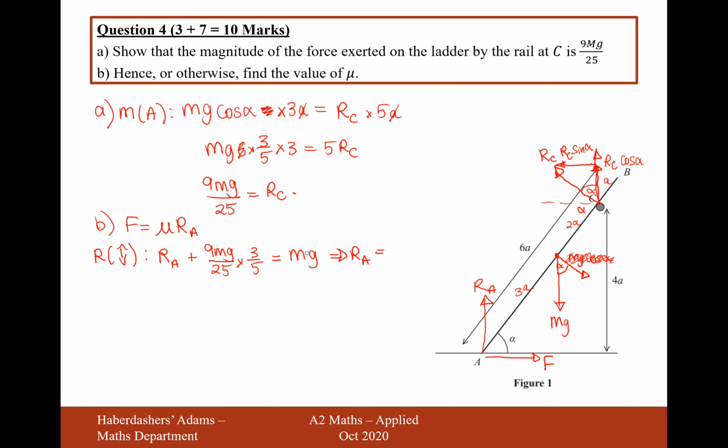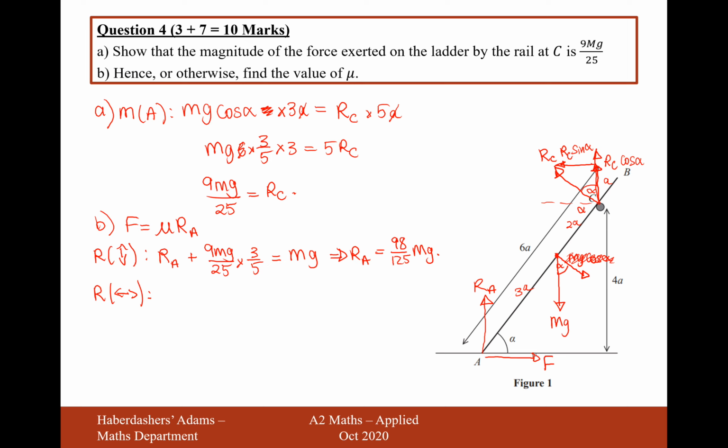So let's do that on the calculator. 1 minus fraction 27 over 125, and that gives us 98 over 125 mg. So that's the value of A. That's the value of the reaction force A. Let's now resolve horizontally to get the value of friction, and then we'll combine it with F equals mu R.